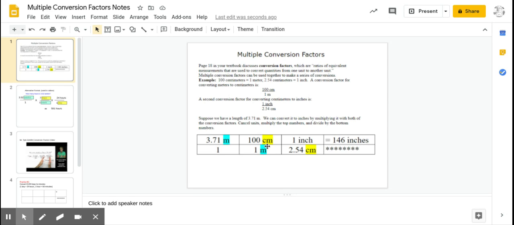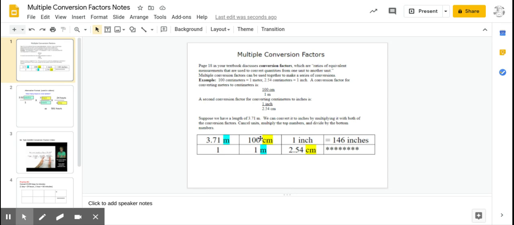These are equivalent measurements, so essentially what we're doing is multiplying by 1, because those are equal measurements. 100 centimeters equals 1 meter. And then the other conversion factor here is inches and centimeters. These are equivalent measurements too. So these are in the second space.